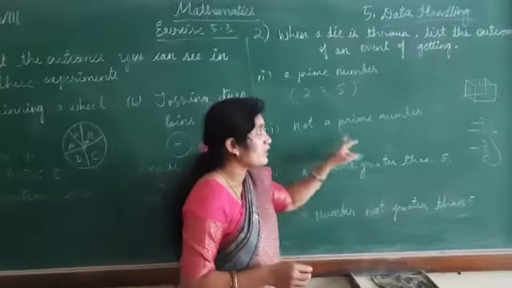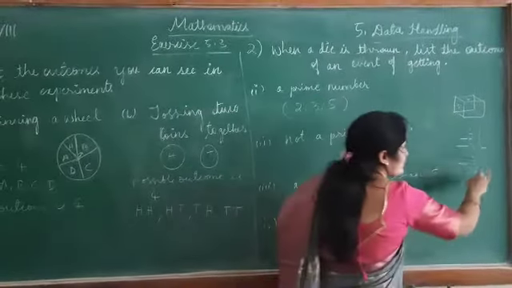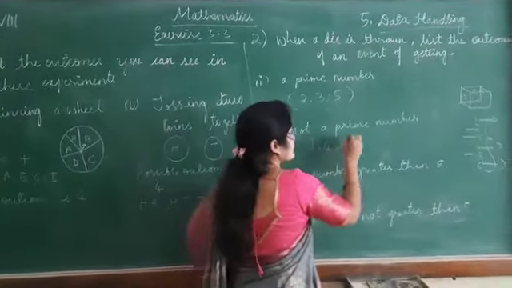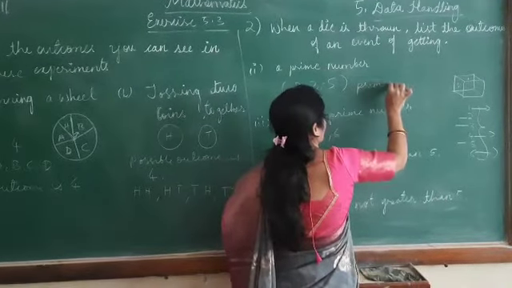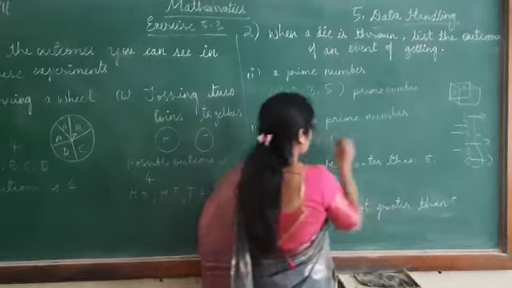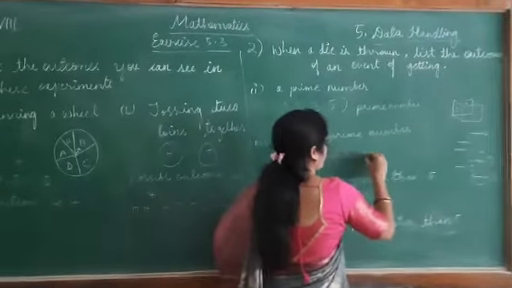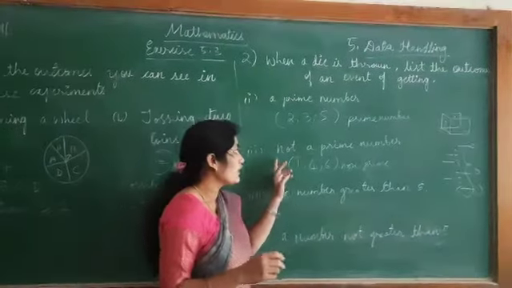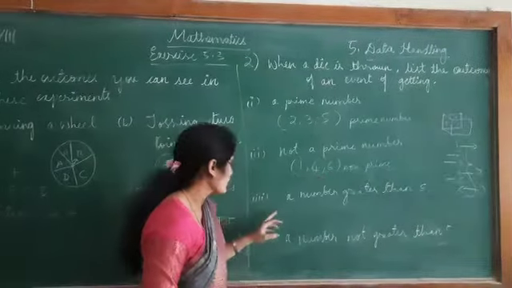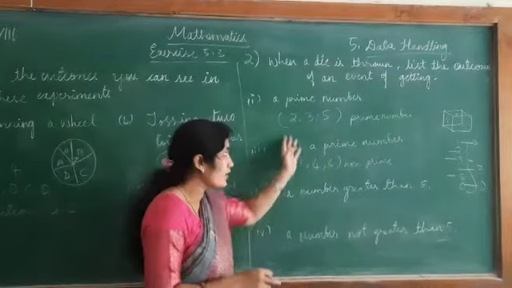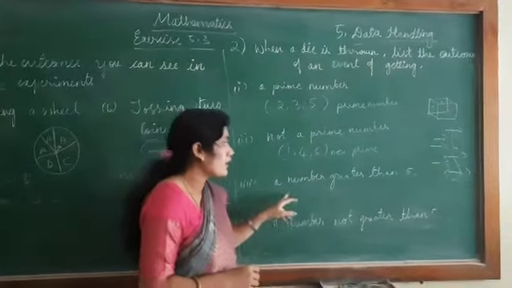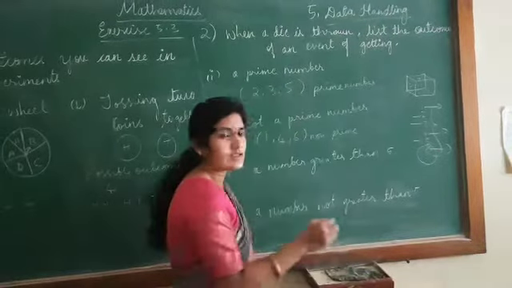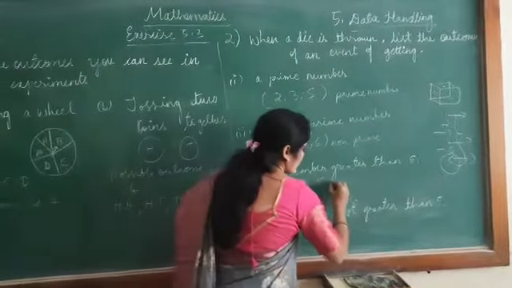And the second one is not a prime number. When you throw a die, the numbers which are not prime are 1, 4, 6. 2, 3 and 5 are prime, and 1, 4, 6 are non-prime. So when you throw a die, you may get a non-prime number, that is 1, 4 and 6. And for the third one, a condition is given, so we write the digits accordingly. Third, a number greater than 5. In this list, you have only one number which is greater than 5, that is 6.